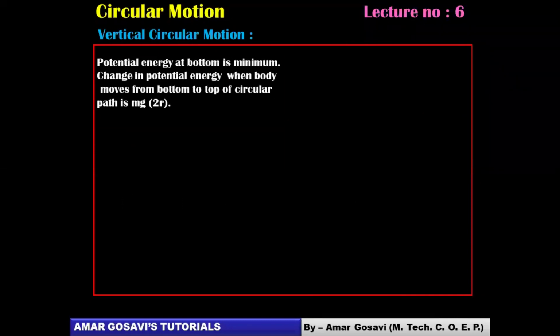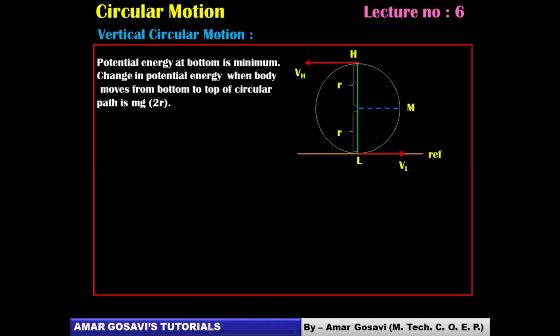What can we say about the potential energy at the bottom? It will be minimum. Change in potential energy when the body moves from bottom to the top will be mg into 2r. If we consider this as reference, from center to bottom the distance is r, center to top the distance is r. At the bottom it is moving with some velocity, say vL, and at the top it is moving with some velocity, say vH, which we have calculated as root rg.